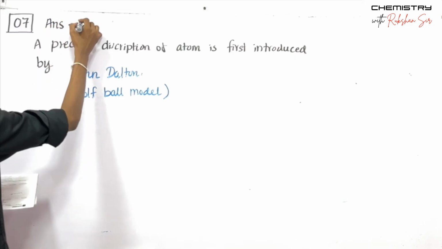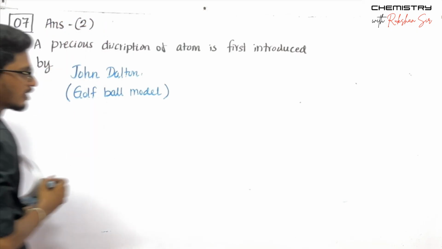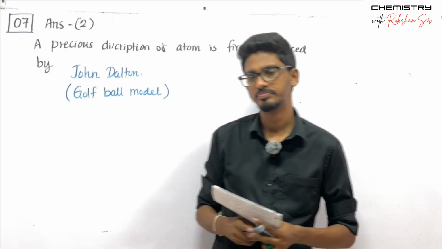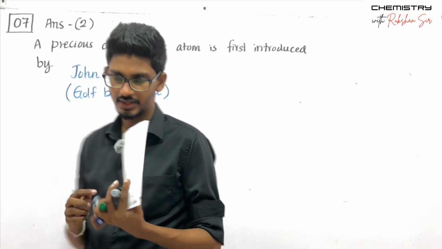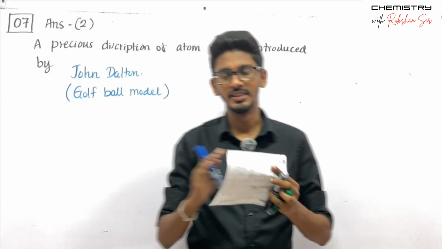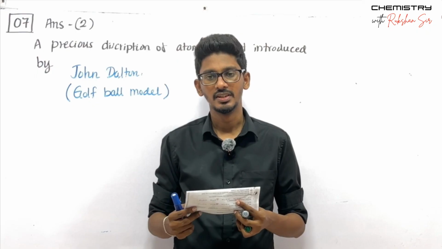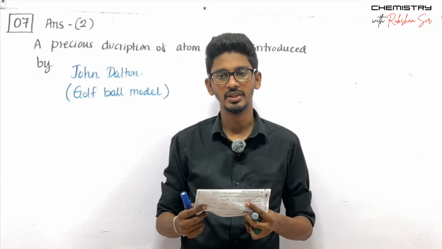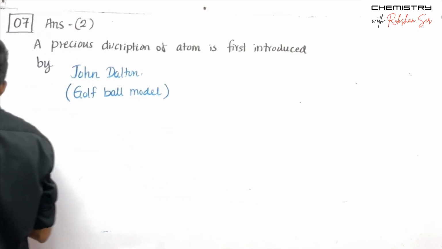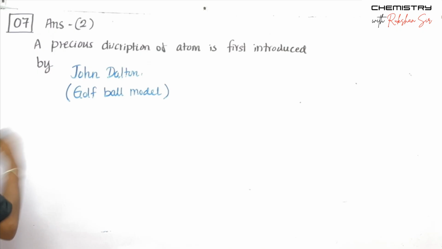answer number 2. The first idea of the atom is actually by Democritus and Greek philosophers, but the first precise description about atom is given by John Dalton. Right? So keep that in mind as well.